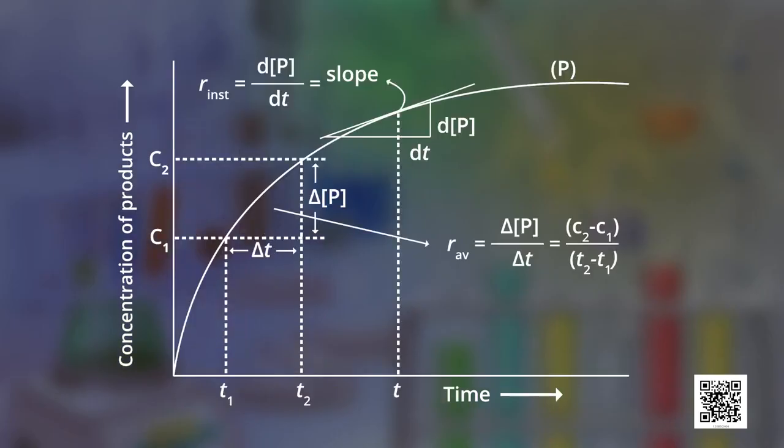And to calculate the instantaneous rate of reaction at a specific time t, a tangent is drawn to the curve at the point corresponding to that time. The slope of the tangent, that is dR by dt, expresses instantaneous rate of reaction. Similarly, we can calculate the average and instantaneous rates of reaction by plotting a graph between concentration of product versus time. Therefore, R average is equal to delta P divided by delta t. R instantaneous is equal to dP divided by dt, which is equal to slope.